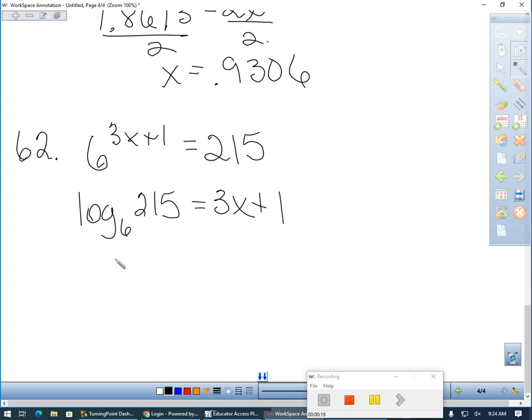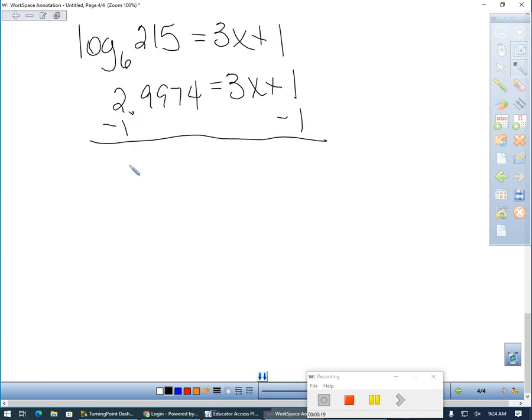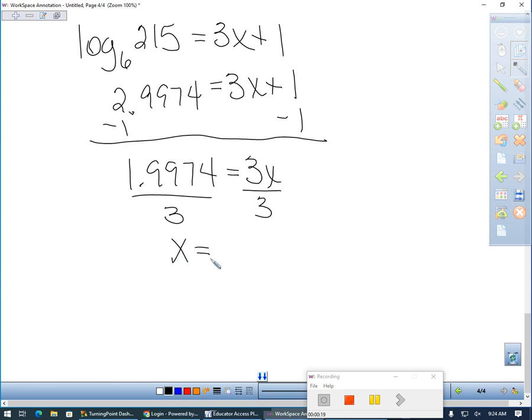On the left, I get 2.9974 equals 3x plus 1. Subtract 1 from both sides. I have 1.9974 equals 3x. And then divide both sides by 3. And we get x equals 0.6658.